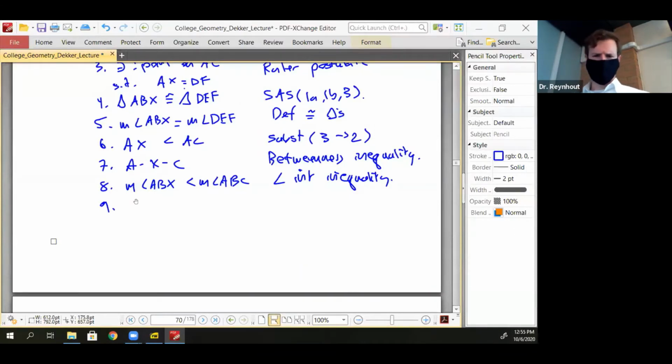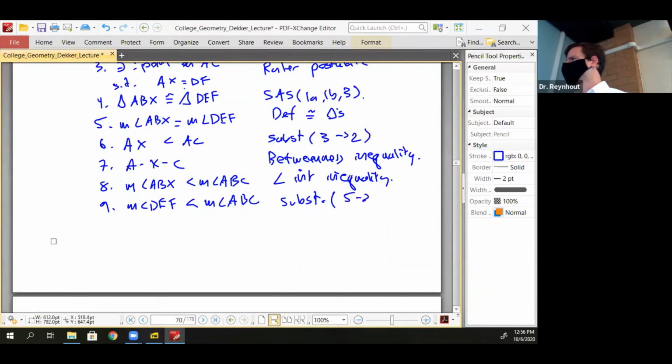All right, so we have at the same time that the measure of angle ABX is equal to the measure of angle DEF. So we can make that substitution in line 8. So ABX is replaced with DEF. Measure of angle DEF is less than the measure of angle ABC. And that was a substitution of line 5 into line 8.